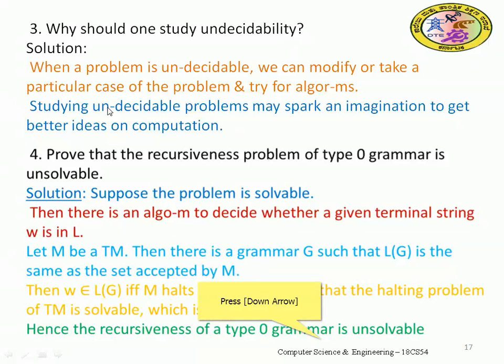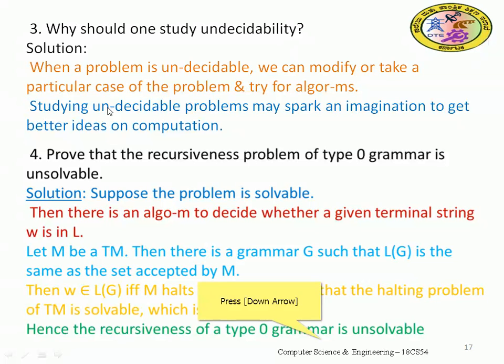Prove that the recursiveness problem of type 0 grammar is unsolvable. Suppose the problem is solvable, then there is an algorithm that decides whether a given terminal string W is in L. Let M be the Turing machine. There is a grammar G such that L of G is the same as the set accepted by M. Then the string W belongs to L of G if and only if M halts on W. This means that the halting problem of Turing machine is solvable, which is a contradiction. Hence the recursiveness of type 0 grammar is unsolvable, right?